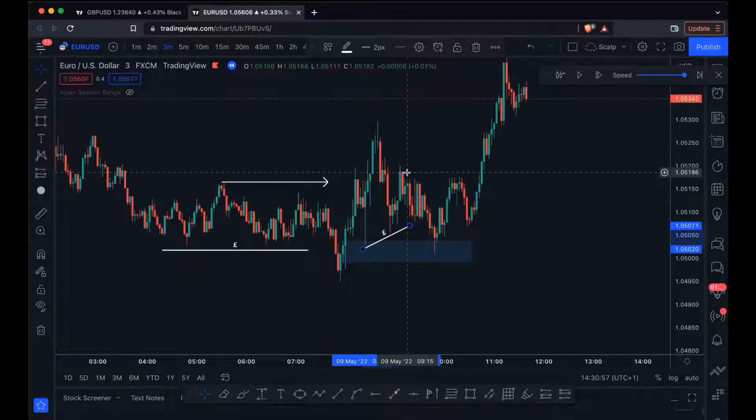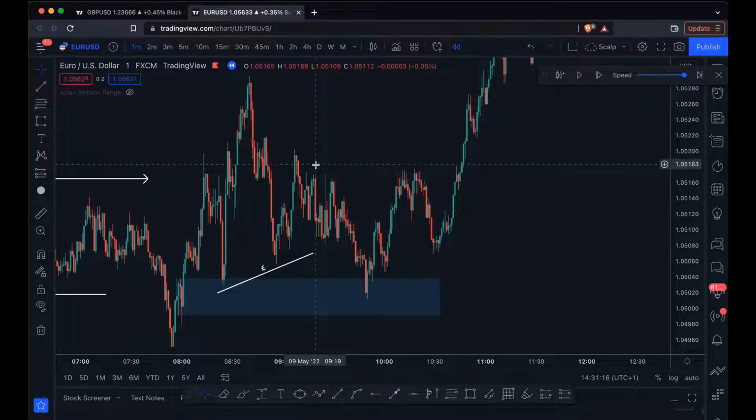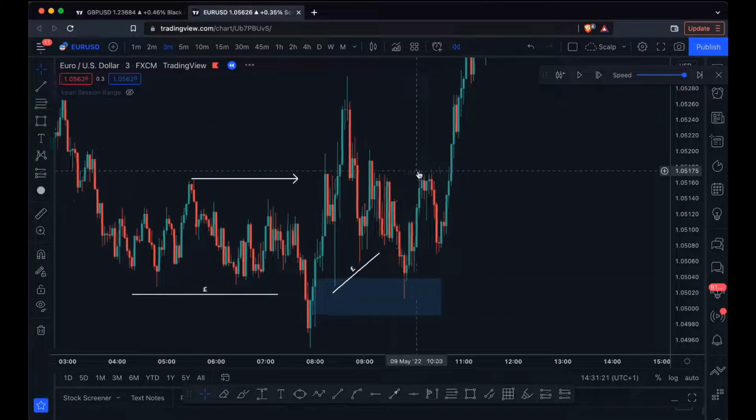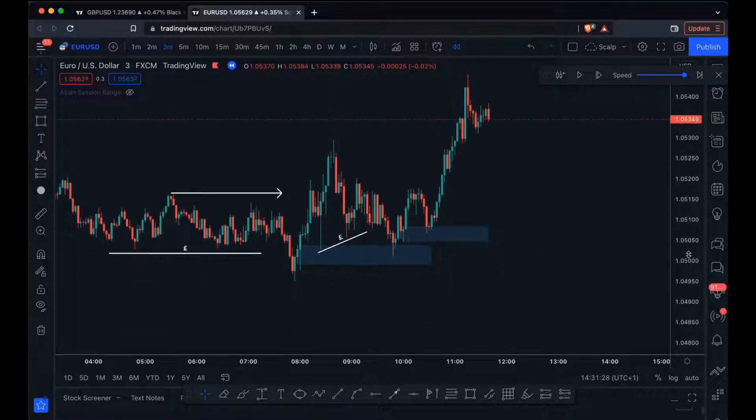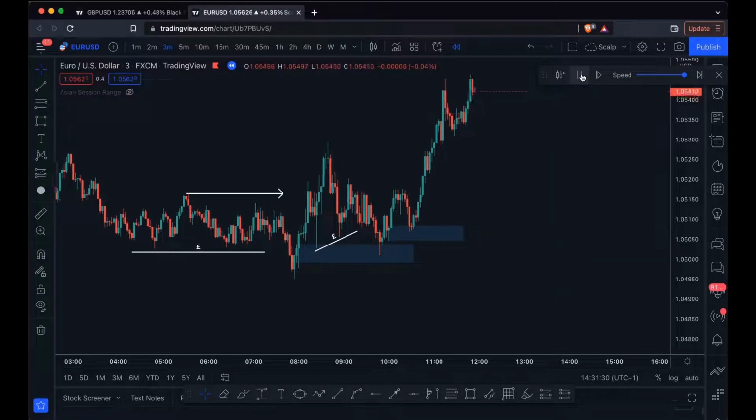it pulls up, it breaks minor structure, more easily seen on the 1-minute time frame, pulls back, taps into an order block that we can have a look at on the 3-minute time frame, this one over here, and price rallies away very nicely from here to give us a nice trade, as you can see.